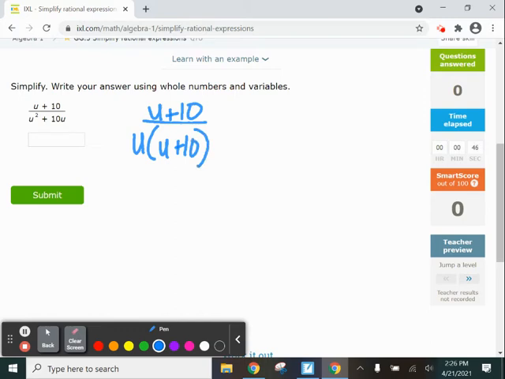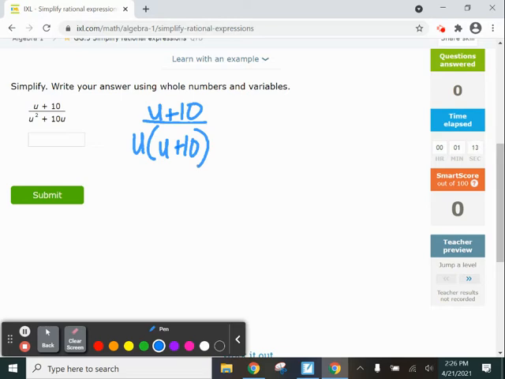You can only cross out terms that are identical in the top and in the bottom, but you have to consider the plus sign as being in between. The plus sign groups the terms together. You cannot cross out u's individually unless they are multiplied. So I can cross out the whole u plus 10 with the whole u plus 10.